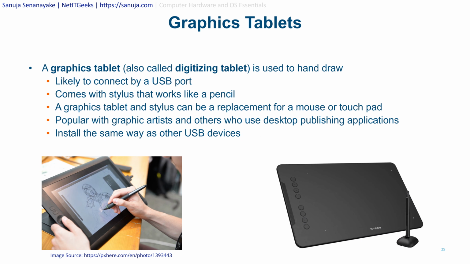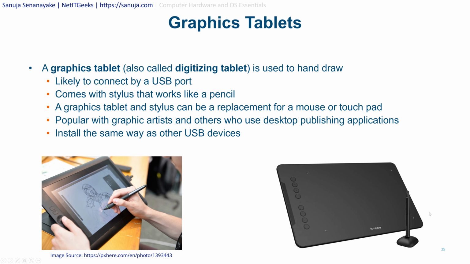Graphics tablets. A graphic tablet, also called a digitizing tablet, is used to hand draw items onto your computer. So it takes hand drawn input into the computer. They are likely to connect by USB port, and come with a stylus that works like a pencil, like shown here, or like this guy is using. A graphic tablet and stylus can be a replacement for a mouse or a touchpad. So there are certain tablets like this one that allow you to use this as a touchpad as well, or a mouse for your computer when you're not using the pen.